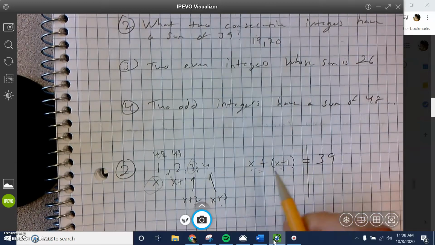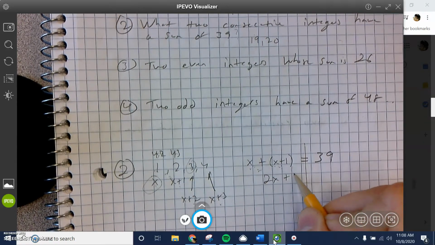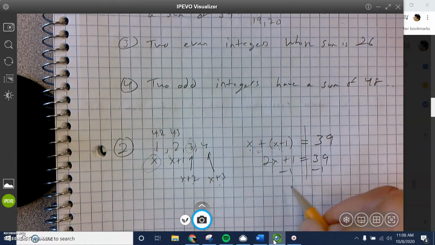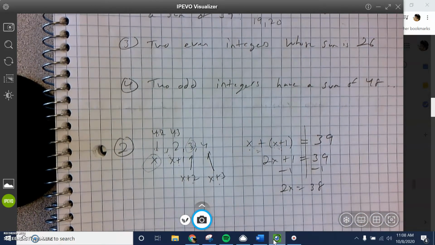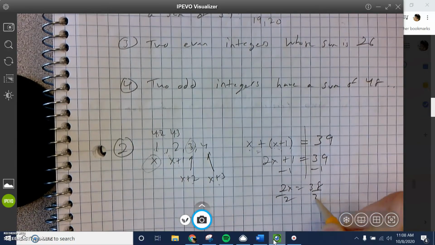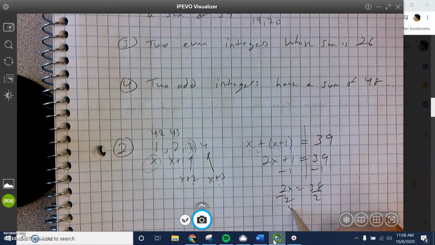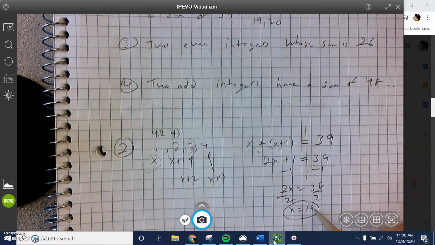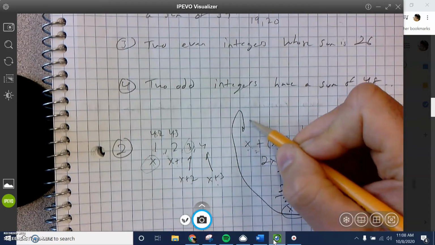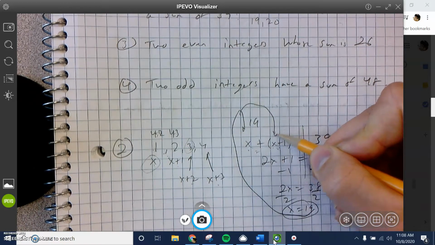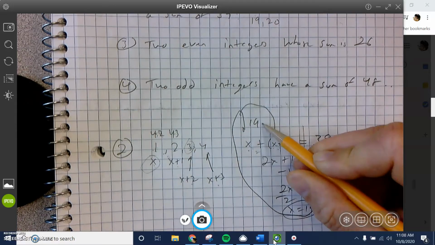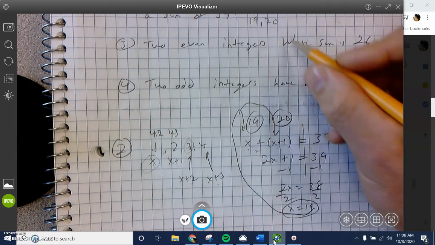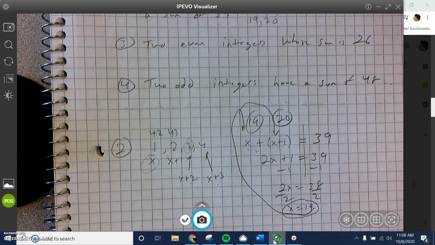So then I just combine like terms. x plus x is 2x, plus 1 is 39. Solve it: minus 1, minus 1. 2x equals 38. Divide by 2. x is 38 divided by 2, which is 19. Cool, so that would mean the first one is 19, and the second integer is 19 plus 1, one more than 19. It's like what's next after 19 when you're counting? That would be 20. So 19 and 20, we got the same thing.